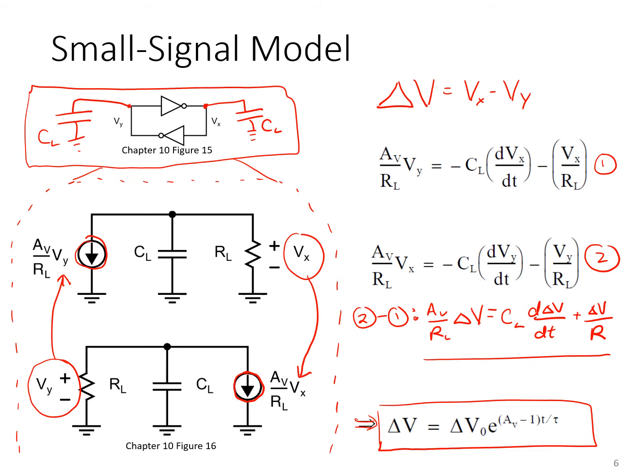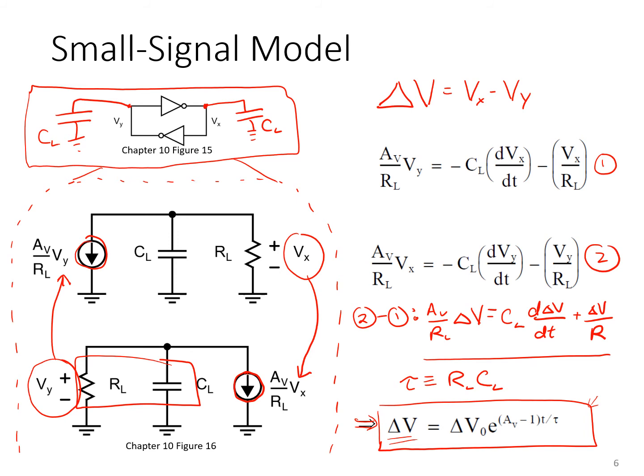So you'll notice from the solution to the differential equation shown in the bottom right here that as long as AV is greater than 1, that is, as long as each inverter has a small signal gain greater than 1, then the exponent in the solution here is positive, which means that delta V grows exponentially in time. The time constant tau in the solution is simply the time constant associated with each of the nodes Vx and Vy. That is, tau is the product RL-CL.